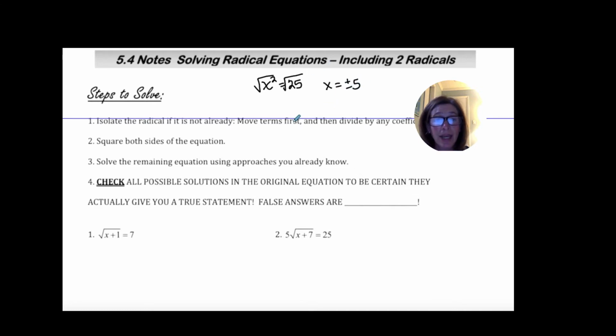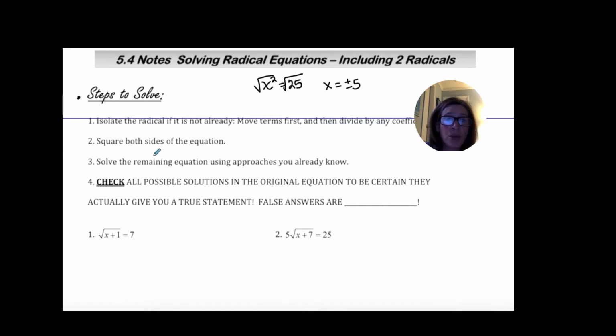Now if I want to work backwards and solve a radical equation, instead of taking the square root of both sides, I'm going to square both sides. I'm going to use the square root's inverse, which is a square. But there are some steps that we need to know to solve.